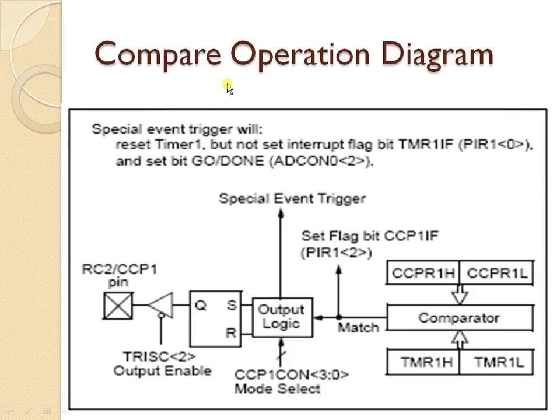Now in the same way, if you go with compare operation, as I've already told you, the timer 1 register is always compared with the CCP register. If there is a match, if both these values are identical, then it will generate an interrupt. At the same time, it will take some action on this CCP pin. Okay, either it is set or else it is reset.